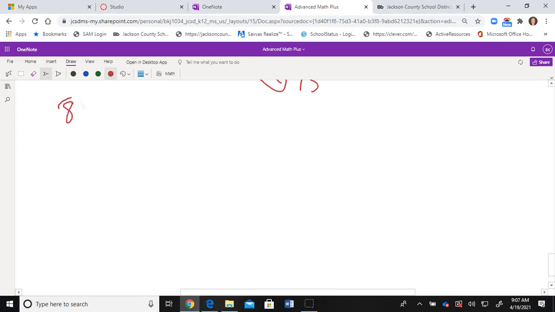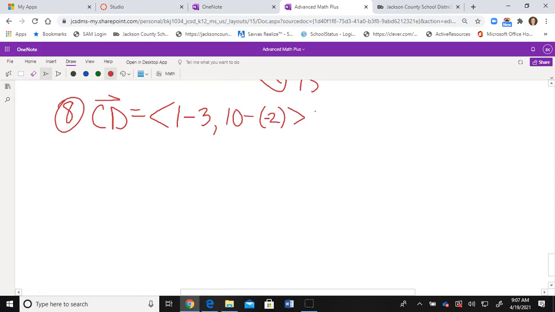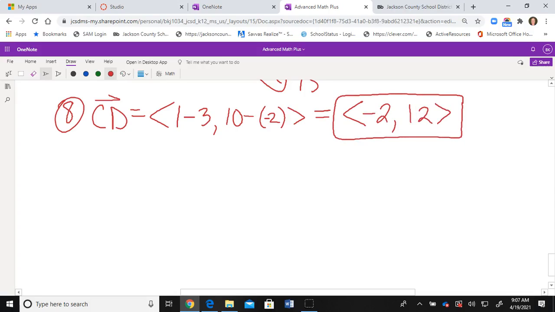So Number 8. Vector CD. C is 3, negative 2, and D is 1, 10. So for vector CD, we're going to have 1 minus 3 and 10 minus a negative 2. What is 1 minus 3? Negative 2. 10 minus a negative 2 is 12. So negative 2, 12 would be your vector.